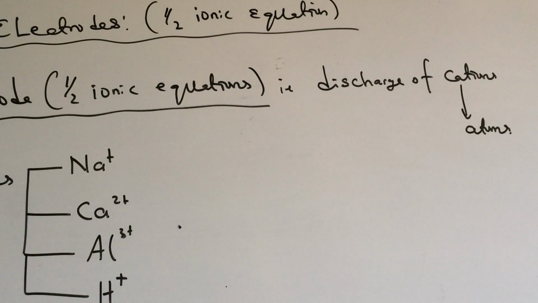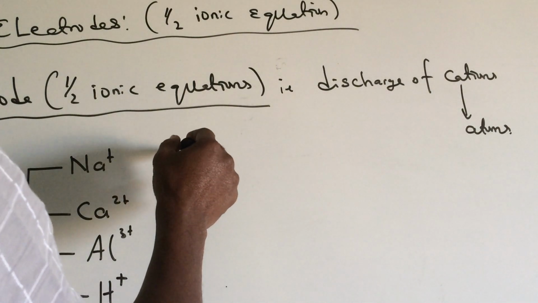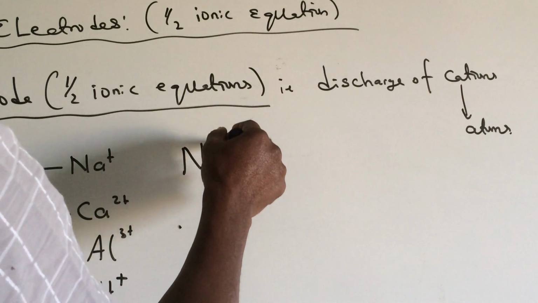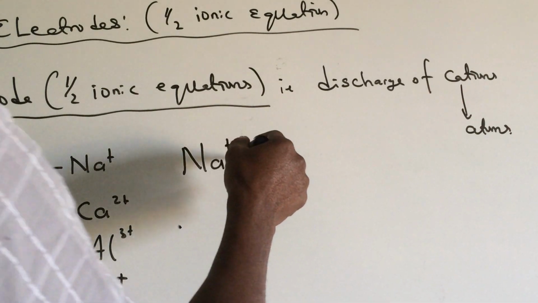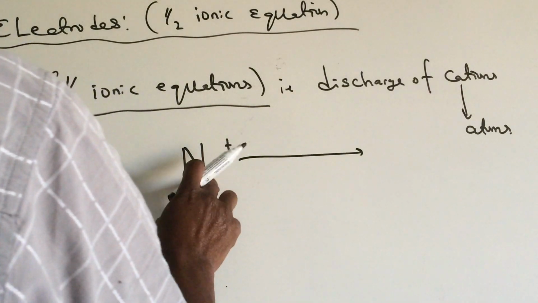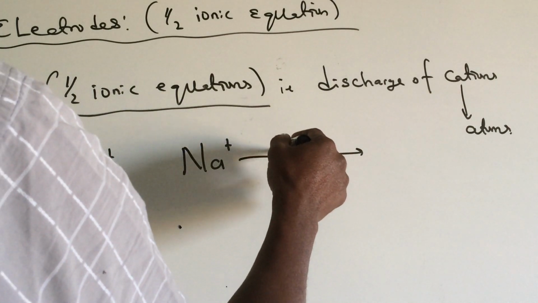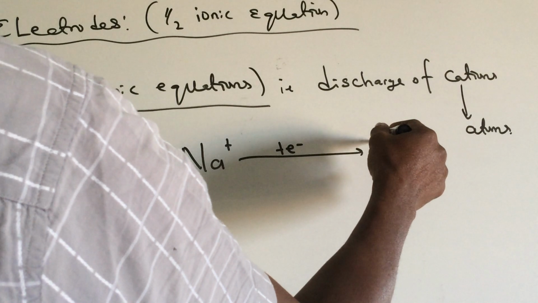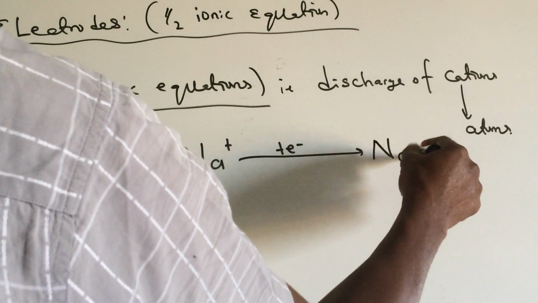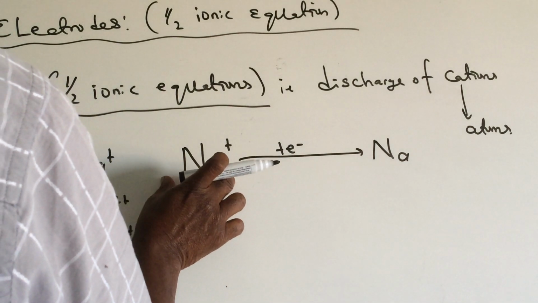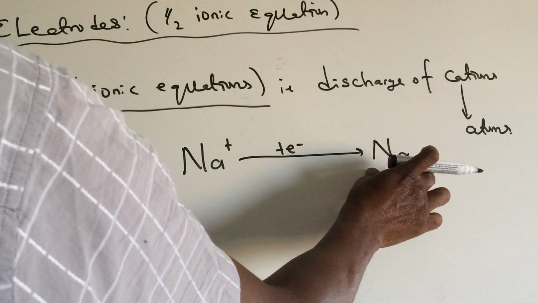Let me take sodium. This sodium plus. The oxidation number here is what? Plus 1. They will not write 1. So it accepts 1 electron and becomes what? Discharged as a sodium atom. So this is the cation and this is the sodium atom.